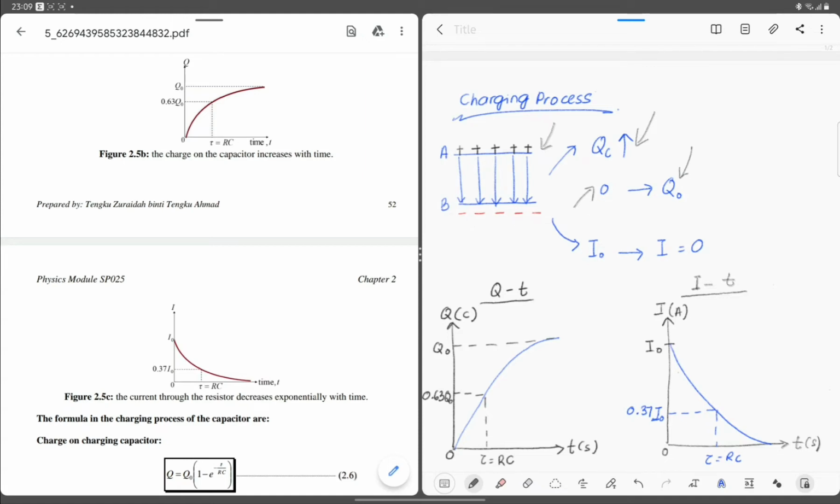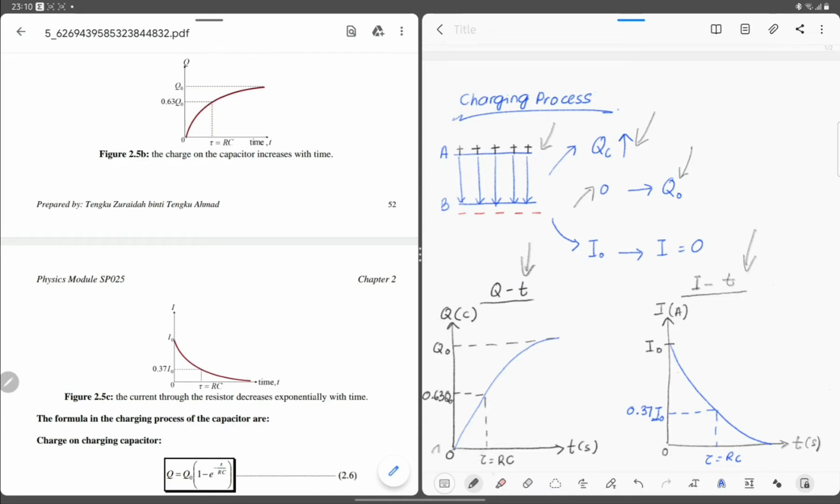At last, what we can see is I start to decrease until I equal to 0 when the capacitor is fully charged. So the changes between Q and I can be represented by using graph Q against T and also I against T. And the shape of the graph is exponential graph. Okay. So, Madam lukis di sini, anda dapat lihat at first Q dia 0. So, dia akan bertambah, increase until it reach Q0. So, shape dia adalah shape exponential graph.